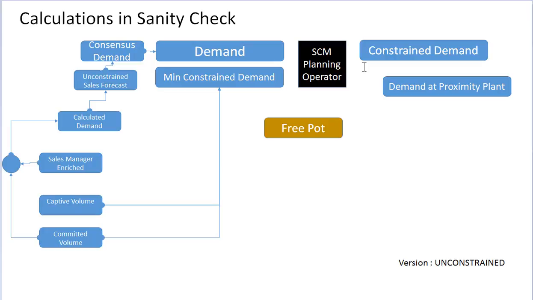However, in the sanity check, only the heuristic supply chain operator will be used. That means it is going to be an unconstrained plan, and because of that, the constraint demand will be equal to any demand that is input into the supply chain operator. Let's review this with an example.